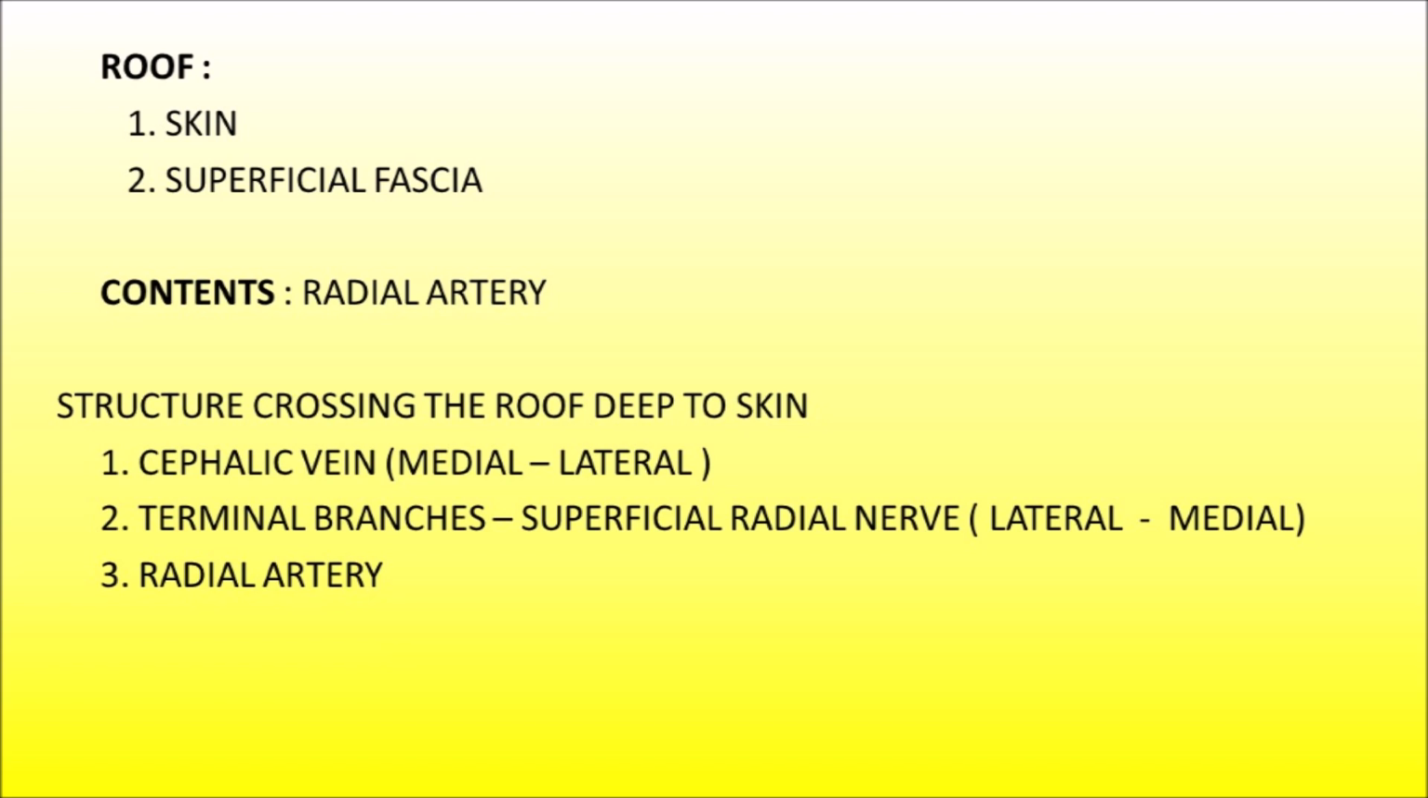The content is the radial artery. The cephalic vein, from the medial to the lateral side, and the terminal branches of the superficial radial nerve, from the lateral to the medial side, are the structures crossing the roof deep to the skin.